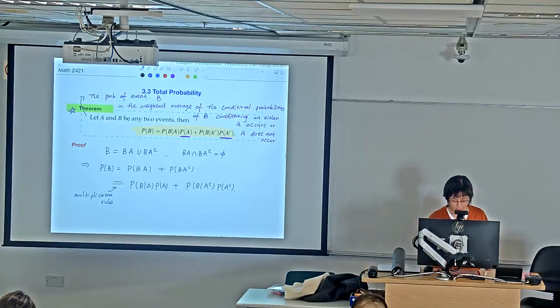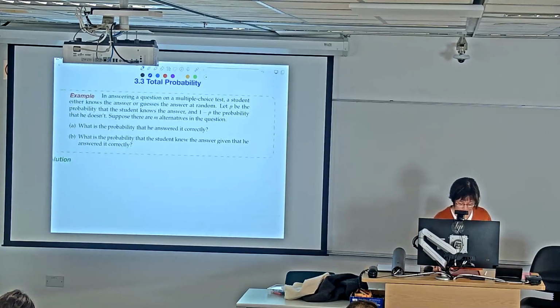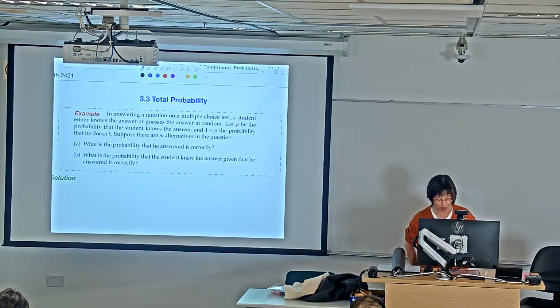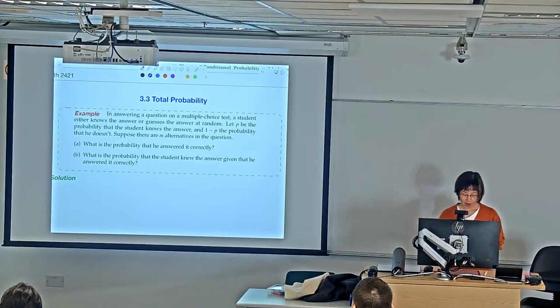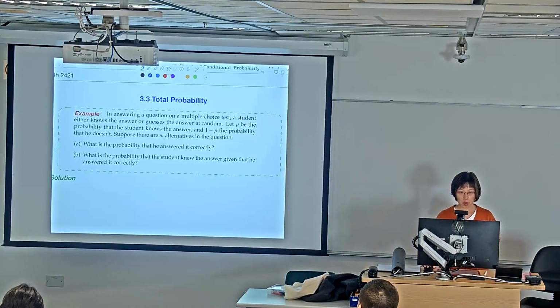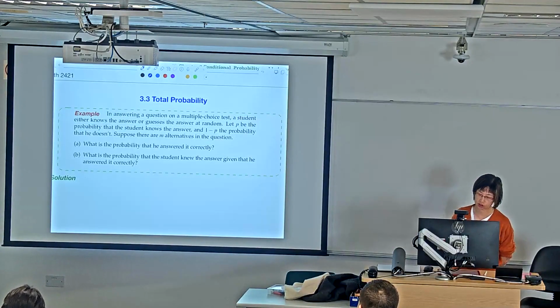Okay, let's see two examples to apply this total probability formula. In the first example, in answering a question on a multiple choice test, a student either knows the answer or guesses the answer at random. Let p be the probability that the student knows the answer, and 1 minus p the probability that he does not. Suppose there are m alternatives in the question. Part A is: what is the probability that he answers it correctly? Part B is: what is the probability that the student knew the answer given that he answered correctly?